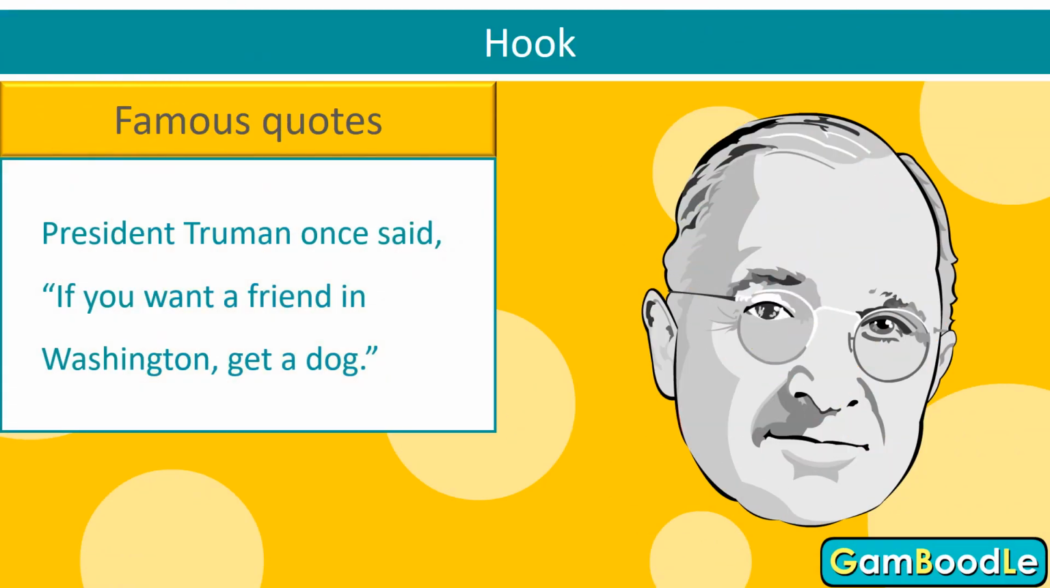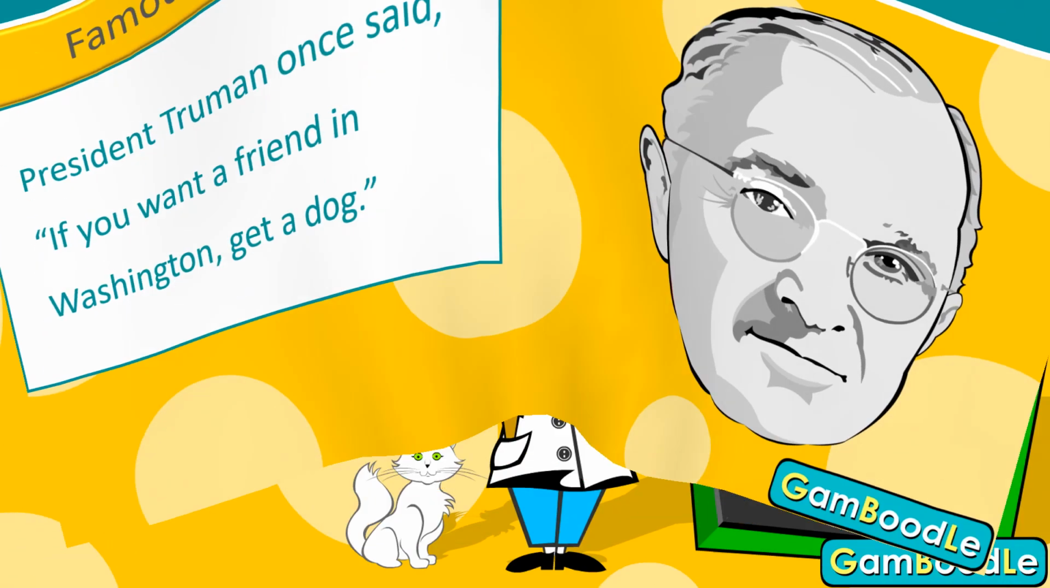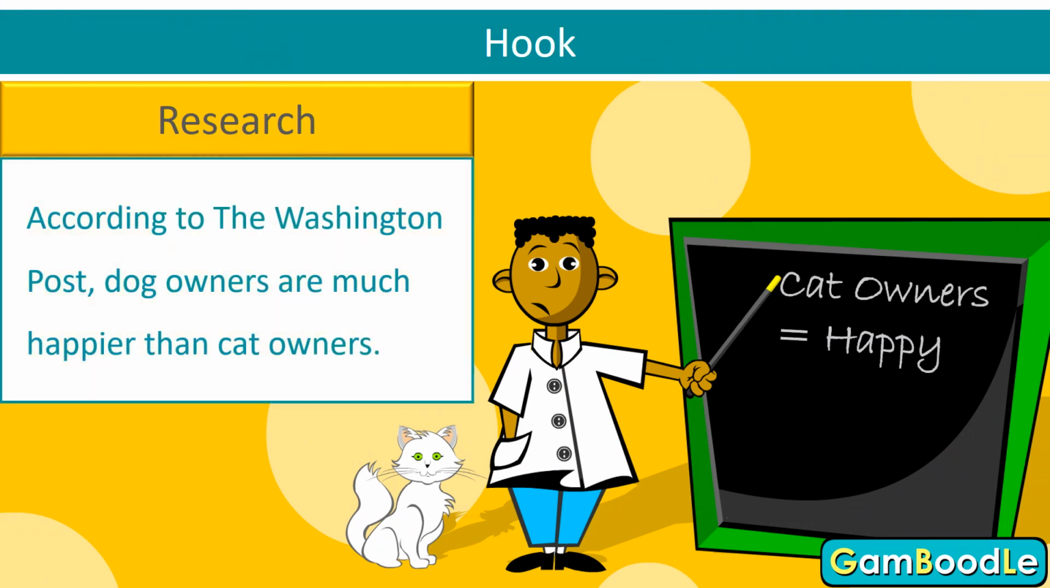President Truman once said, "If you want a friend in Washington, get a dog." Famous quotes can be a great way to start an essay. This hook is related to the question and should help capture the reader's attention. According to the Washington Post, dog owners are much happier than cat owners. Using research can not only generate interest in your topic, but it also lends credibility to your position.